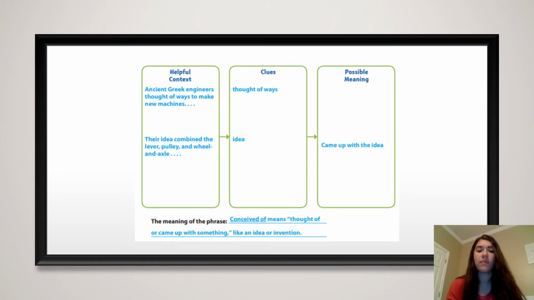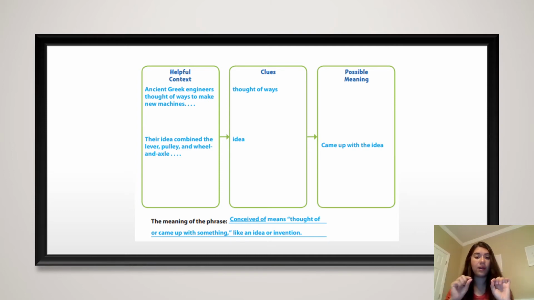Now, where was my clue in each of those? Well, I already told you. My first clue is thought of ways, and my second clue is an idea. So if you think of a way and it's an idea, you're conceiving something. So how can I put those together to come up with a possible meaning? Well, if I conceive something, that can mean that I came up with the idea. So it's just a fourth grade level word for us to say came up with the idea.